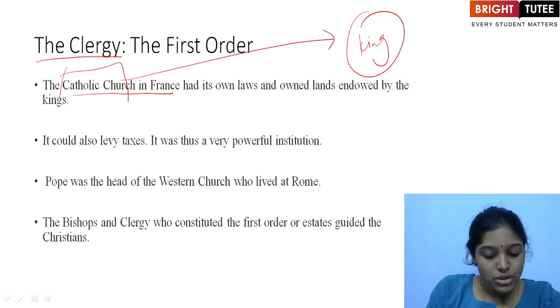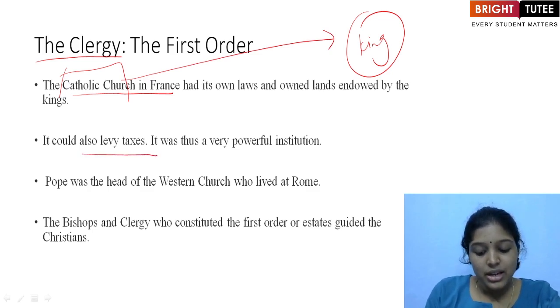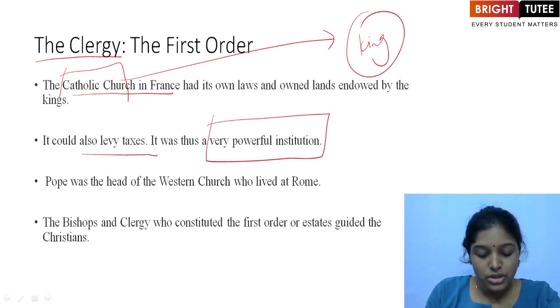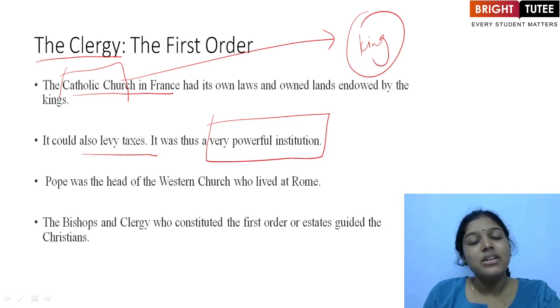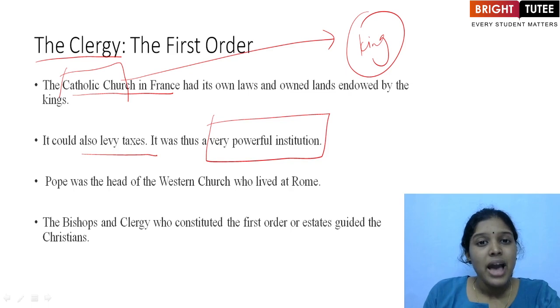and it could also levy taxes, and as a result it was a very powerful institution. This land could then be given to people for holding, and the church could levy taxes on people and collect those taxes.